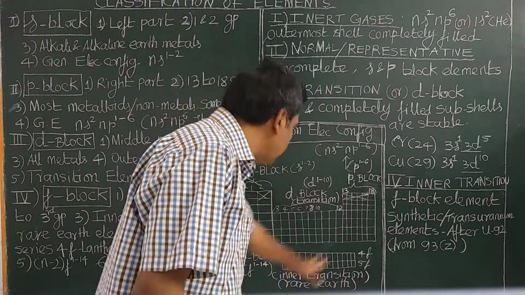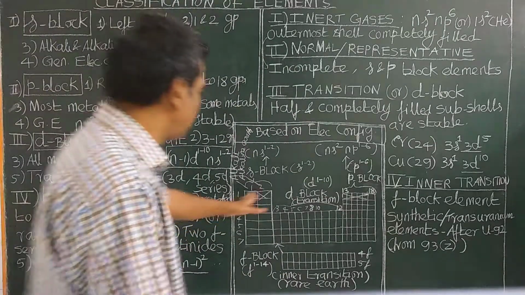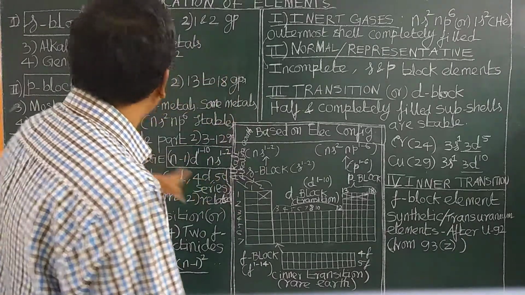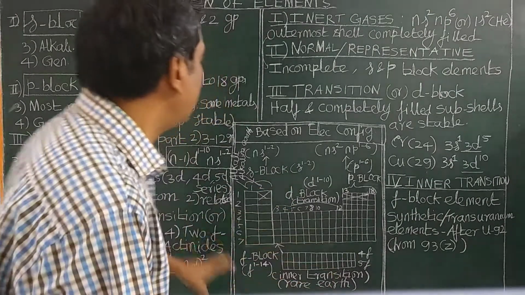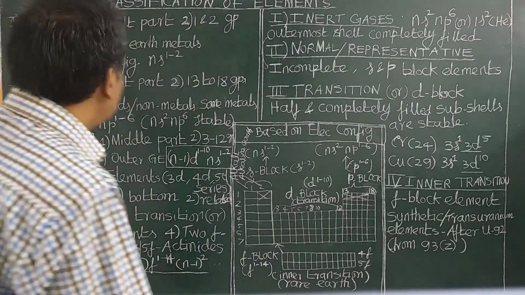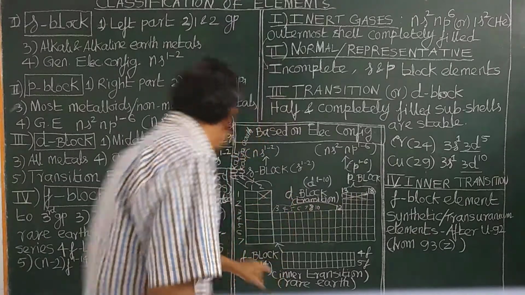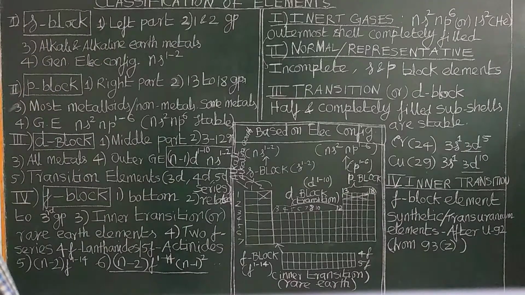the long form periodic table is constructed. As you see, based on the electronic configuration, there are 4 types of elements: S block elements, P block elements, D block elements, and F block elements. Let us now see what the S block elements are.